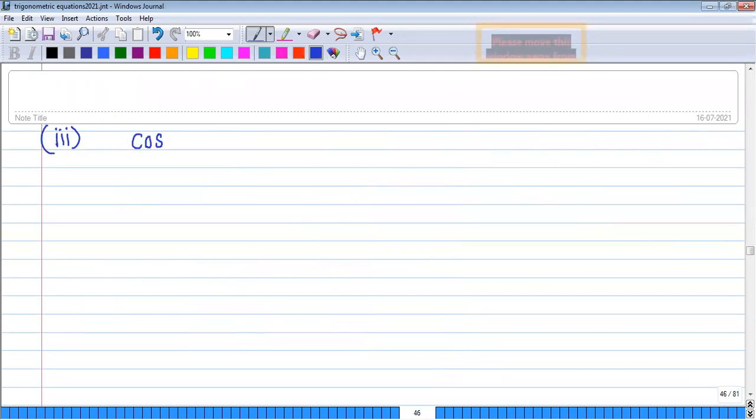Cosecant theta is equal to negative 2, cot theta is equal to negative root 3. If cosecant theta is given, we need to convert into sine. Cot theta is given, we need to convert into tan. After that, you check for the quadrant in which theta lies. So accordingly, find the principal value. After that, find the most general solution. Fourth quadrant. Third quadrant.